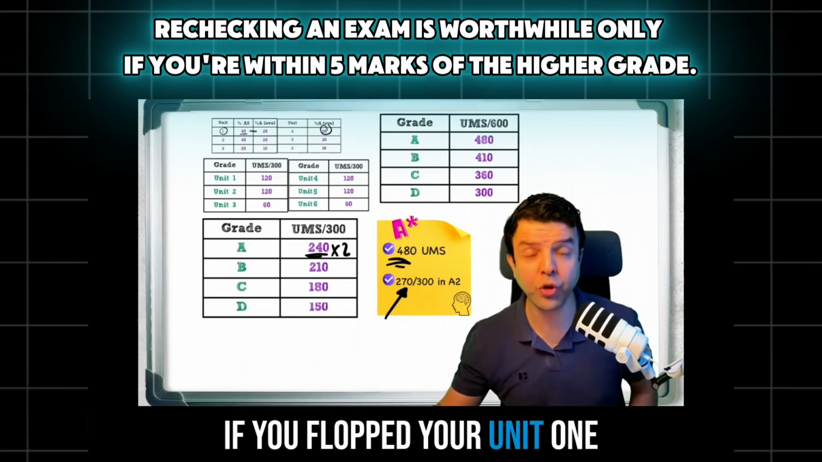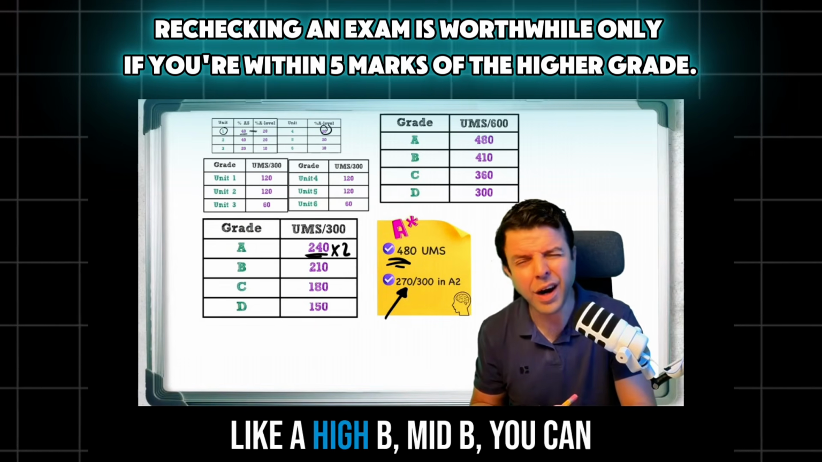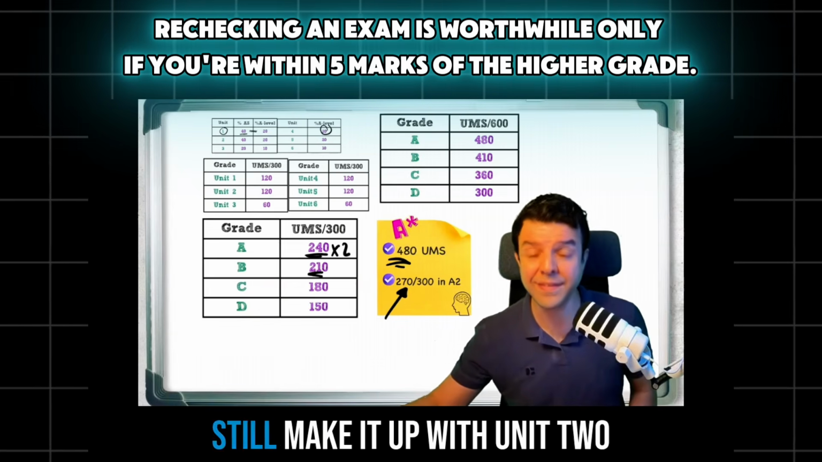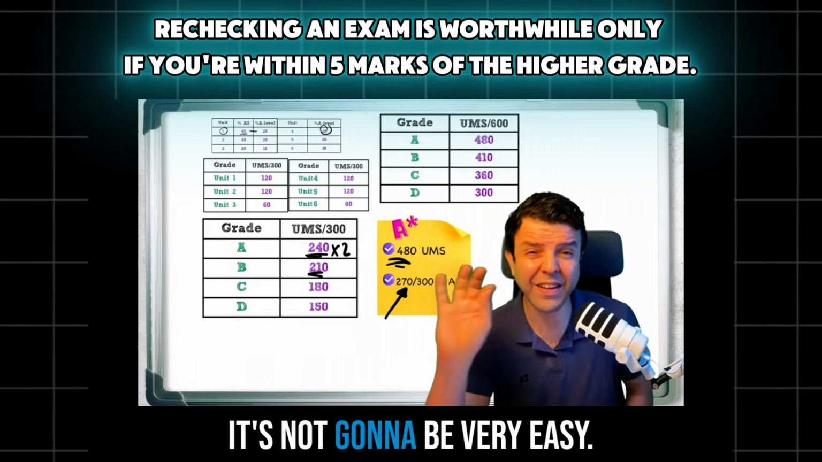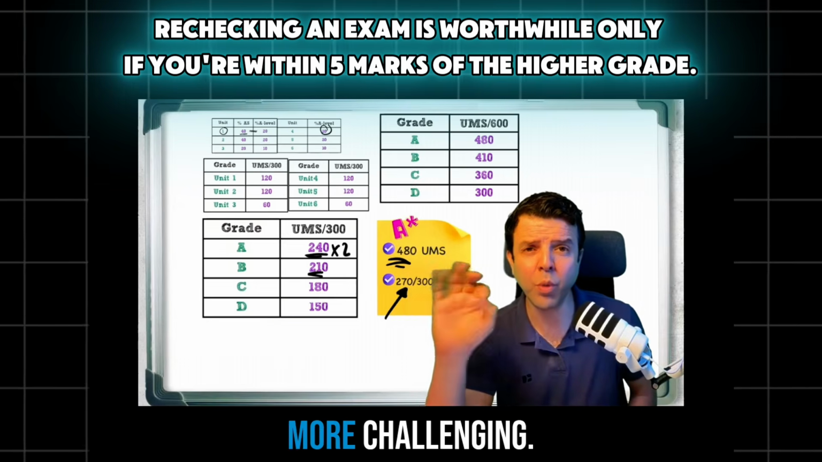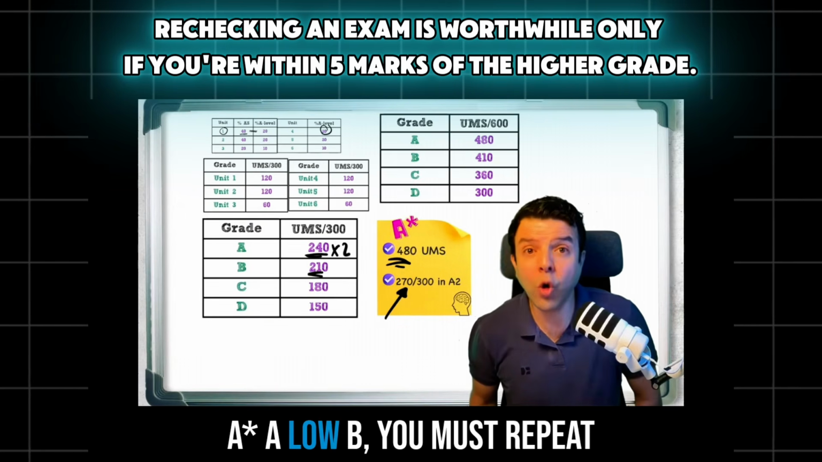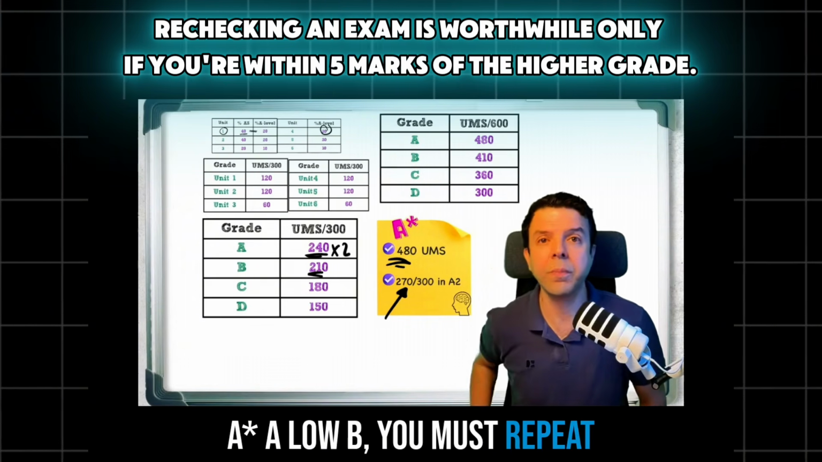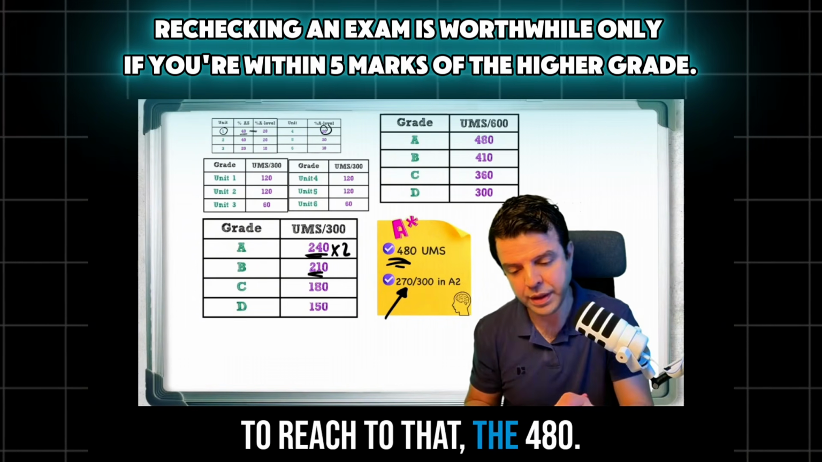If you flopped your Unit 1 exam and you managed to score a high B or mid B, you can still make it up with Unit 2 and 3. If you score a C, it's not going to be very easy. It's going to be a bit more challenging. And if you're aiming for an A star and got a low B, you must repeat the entire Unit 1 exam to reach that 480.